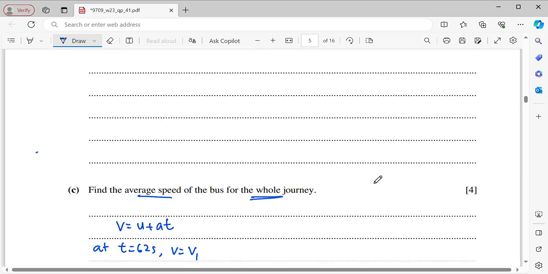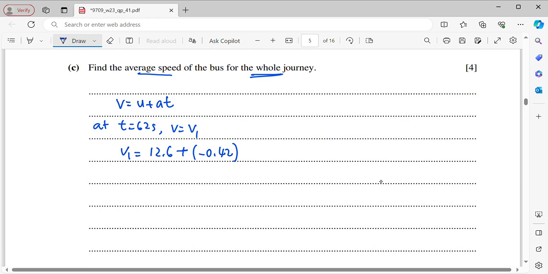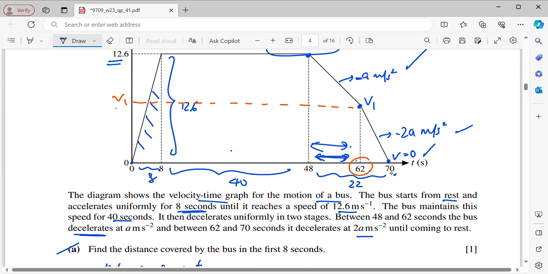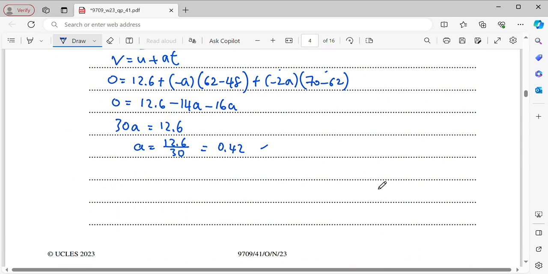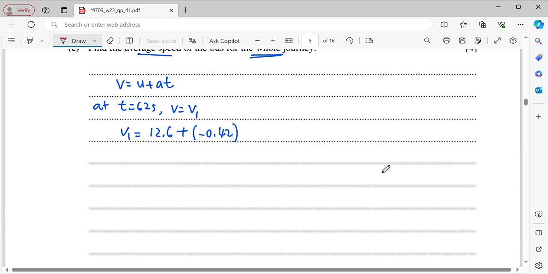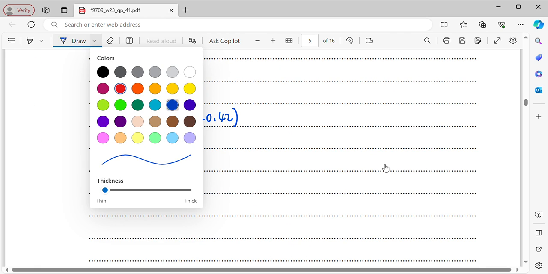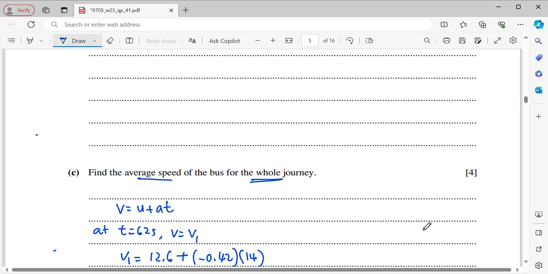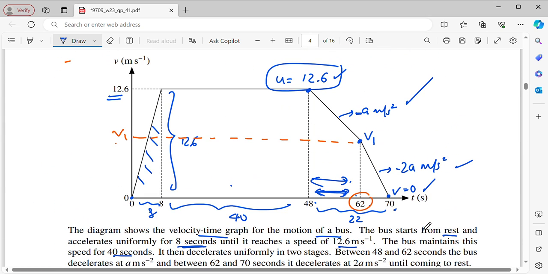How much time has been spent? So it is 62 minus 48. From the previous calculation, that is 14. So you multiply with 14. Then from here you will get 6.72. So I know that this is 6.72.